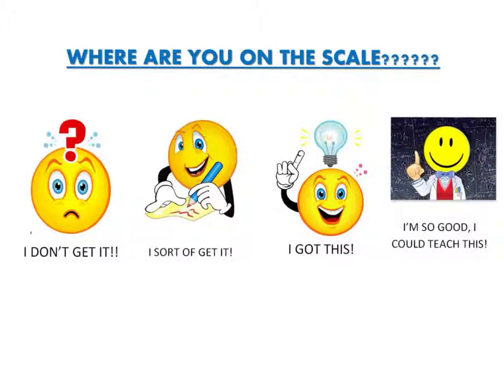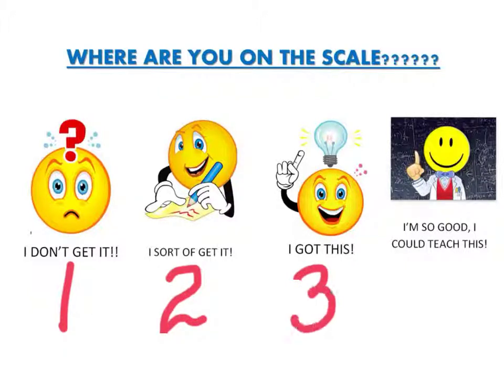On the first page of your notes, I want you to give yourself a number on the scale of what you know about the properties of rhombuses. Where are you? Are you at a 1? I don't get it. Are you at a 2? I sort of get it. Are you at a 3? You already know about properties of rhombuses. Or do you know so much about rhombuses you could teach this lesson?